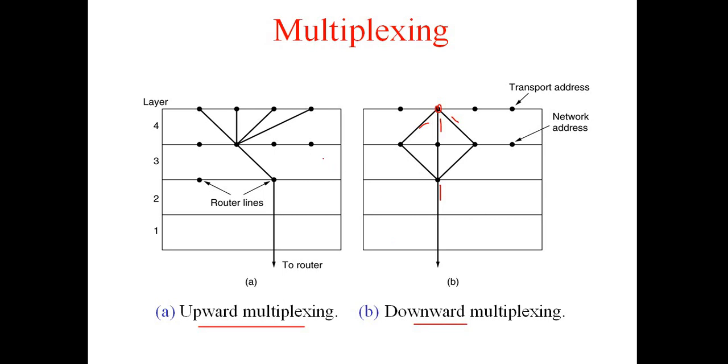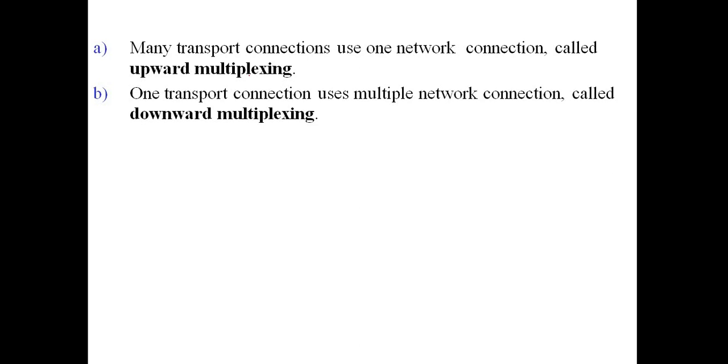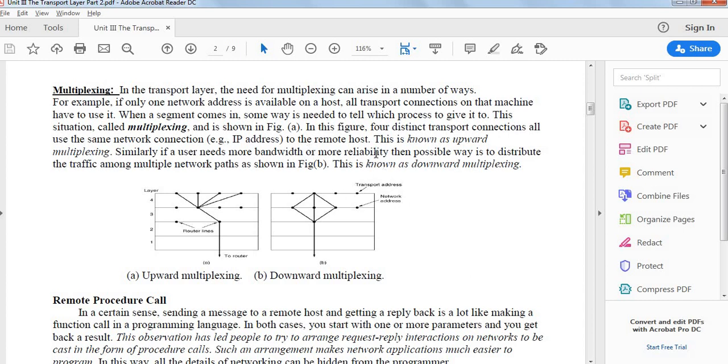In a nutshell, in upward multiplexing, many transport connections use one network connection. In downward multiplexing, one transport connection uses multiple network connections. As we can see in the notes, in this figure, 4 distinct transport connections use the same network connection to the remote host. This is known as upward multiplexing. Similarly, if a user needs more bandwidth or more reliability, the traffic can be distributed among multiple network paths. This is known as downward multiplexing.